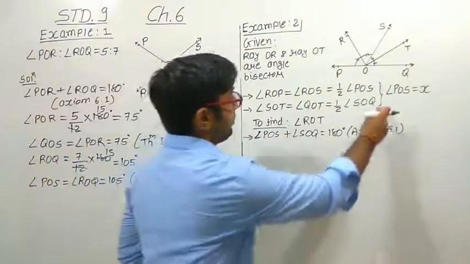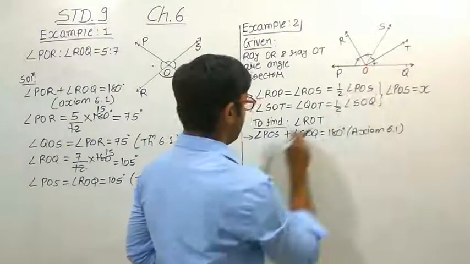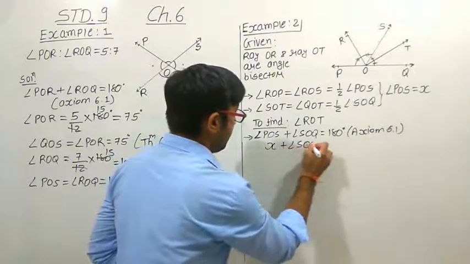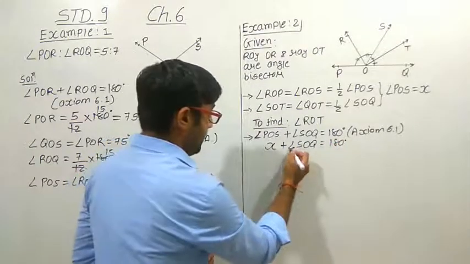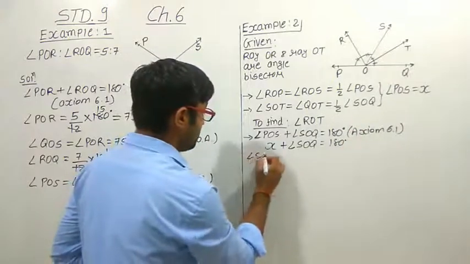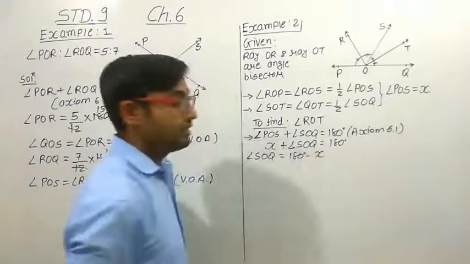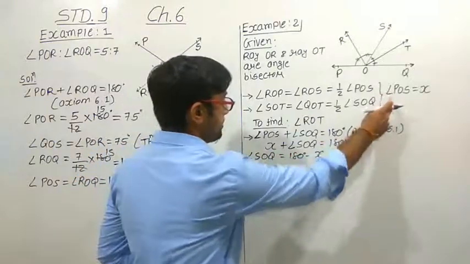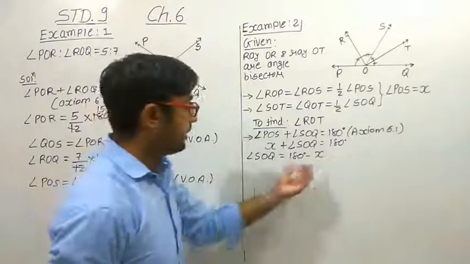Now here we are given the angle POS as X. So we can write X plus angle SOQ equals 180 degrees. By making SOQ the subject, we take X to the right hand side. So we get angle SOQ equals 180 degrees minus X. So now we have both values: angle POS is X and angle SOQ is 180 minus X.